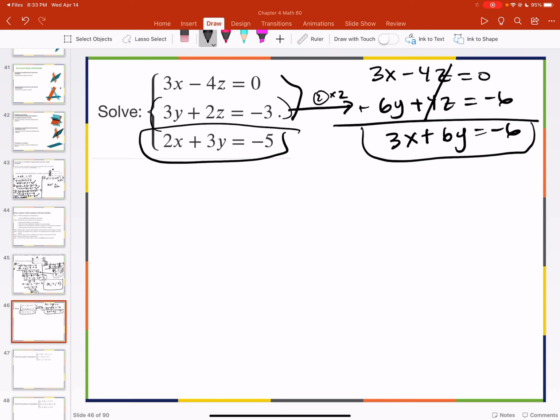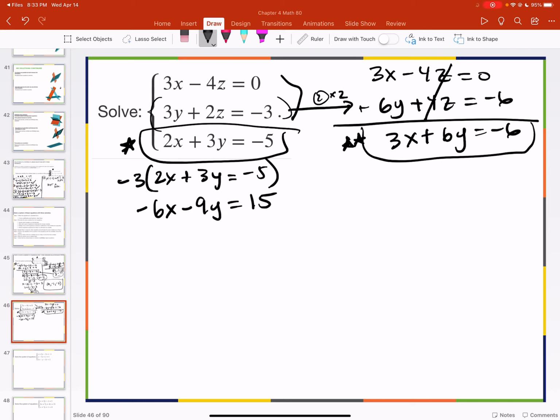I'm going to call this one star, and this one star star. Who knows why? Just because. So I'm going to take the star equation, 2x plus 3y is equal to negative 5, and multiply it by negative 3. I get negative 6x minus 9y equals a positive 15. And then star star, I'm going to multiply by 2, and write it underneath. That's going to be 6x plus 12y, remember I'm multiplying by 2, is equal to negative 12.